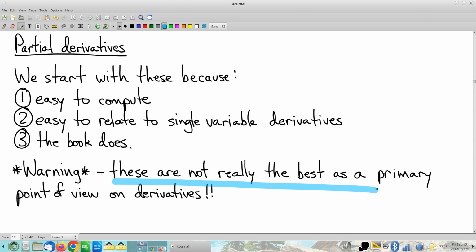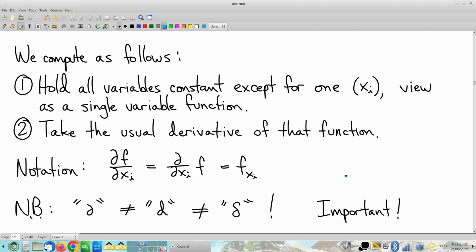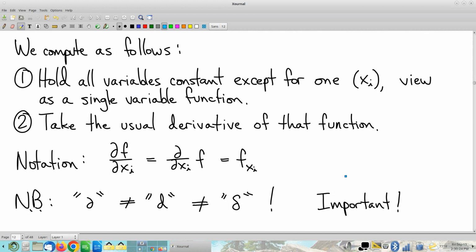It'll take us a couple of days to get to what I think should be your cornerstone point of view, but we'll cross that bridge when we get to it. Here's how you compute them. It's not that much to it. You've got a multivariable function. Just hold all the variables constant except for one.